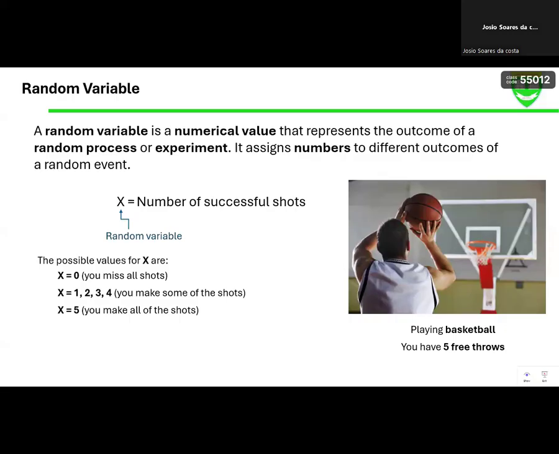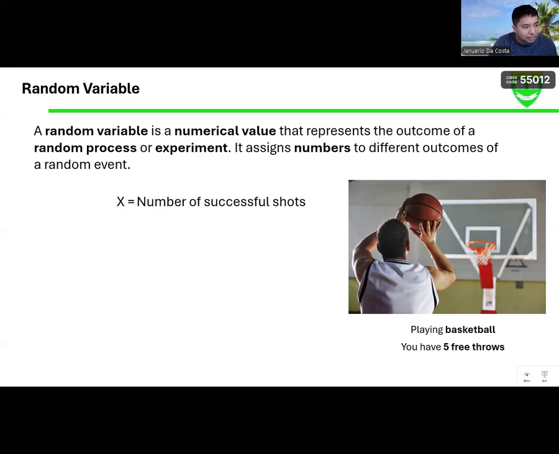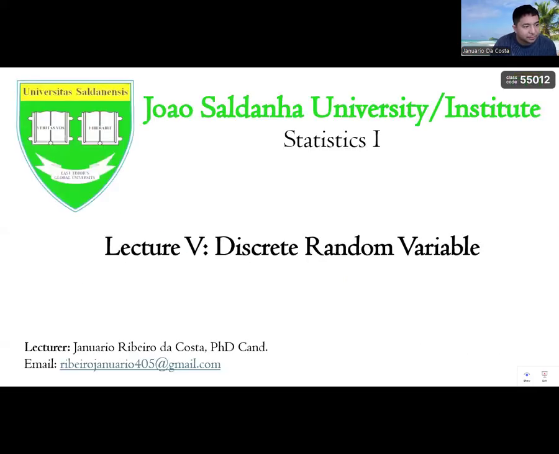Okay, do you understand? Yes. All right, now you understand what a random variable is. A random variable is simply a variable that represents a numerical value. Okay, now that you understand what a random variable is, our chapter topic is what? Discrete random variable. So now you understand what a random variable is.